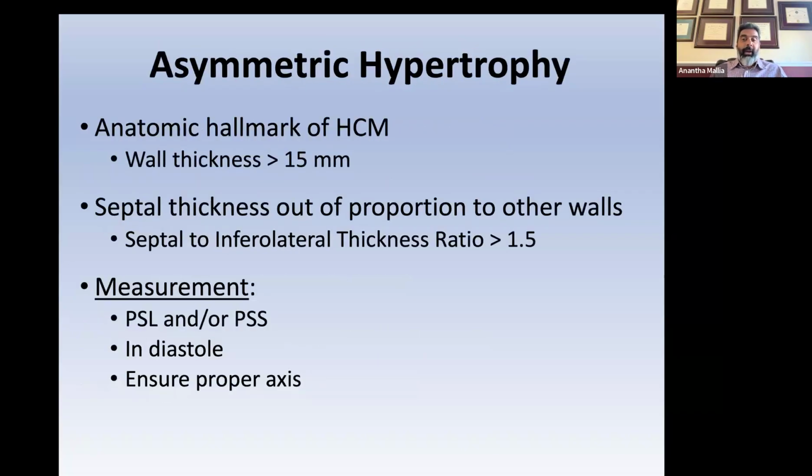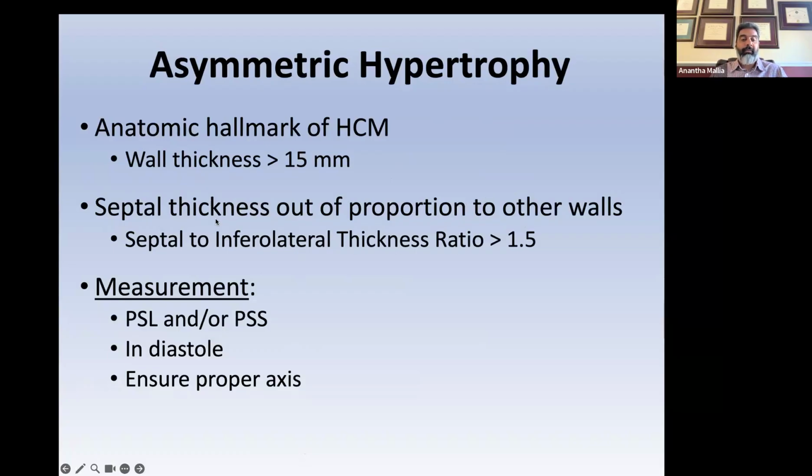So first, let's start by talking about the hallmark finding in HCM, which is asymmetric hypertrophy. Currently, it is pretty much understood that HCM asymmetric hypertrophy refers to thickness of the septum that's out of proportion to the thickness of the other walls, or hypertrophy of the septum out of proportion to the other walls.